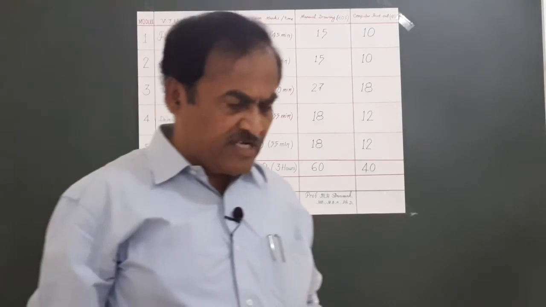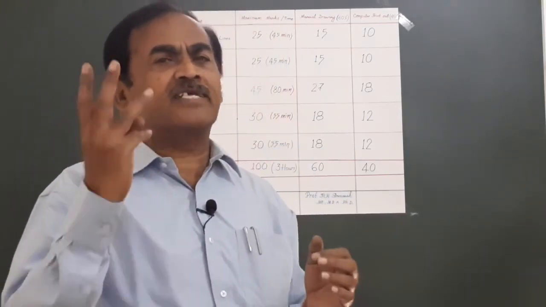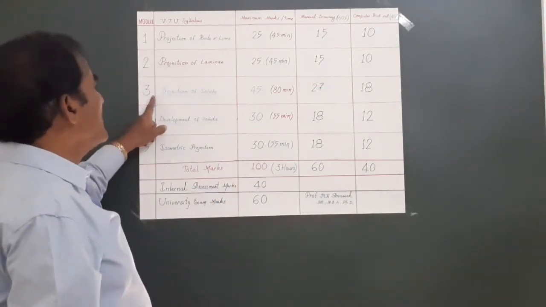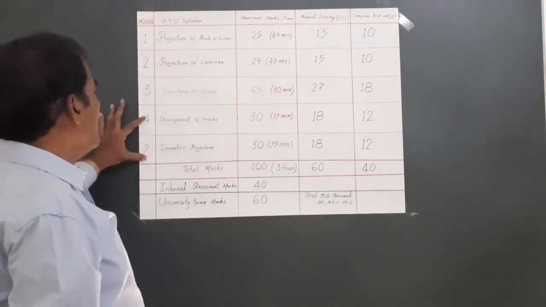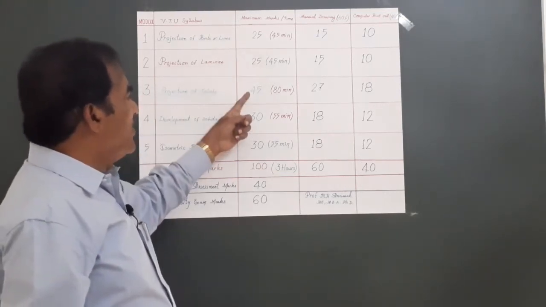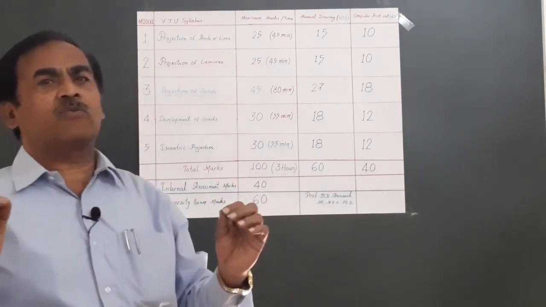Now coming to the examination pattern. You will be asked to answer 3 questions. One from module 1 and 2. Module 3 compulsory question, 1 from module 4 and 5. So you will have to answer a 25 marks question, a 45 marks question, and a 30 marks question. It comes to totally 100 marks.